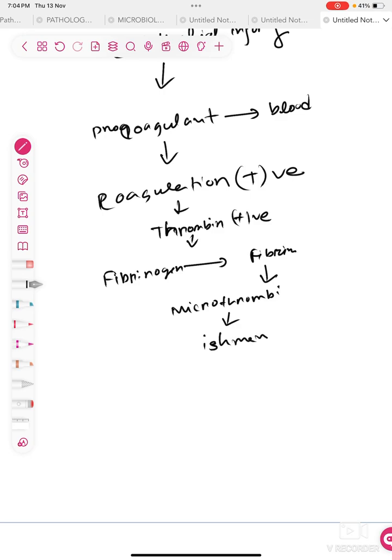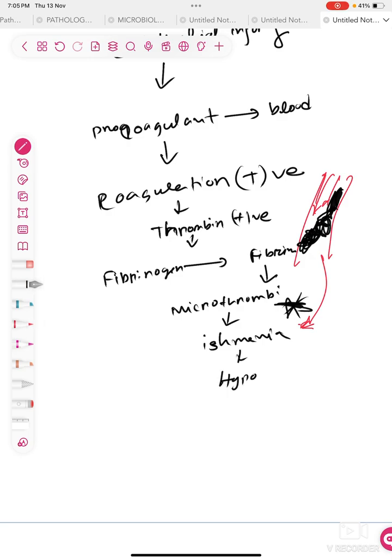That means the blood is unable to pass. Suppose this is a vessel, and microthrombi are formed, so the blood is clotted right here. The blood is clotted, thrombi are formed, and the blood cannot pass through here. So there is ischemia, right? So there is hypoxia, because the blood carries the oxygen, right? So there is hypoxia, and there is organ failure.